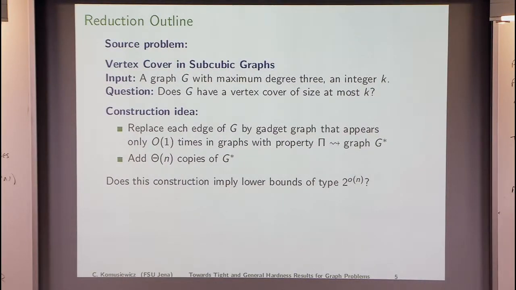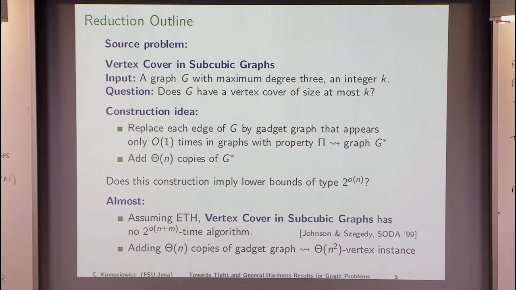So the question is, does it imply these tight lower bounds that we are looking for? And the answer is almost. So the source problem is good. Even if it's in subcubic graphs, then we have this tight running time lower bound. But adding these theta of n copies is too much, because you get theta of n squared vertices in the instance that we produce. And I suspect that at the time in the 80s it didn't make a difference, and it makes the proof a bit more elegant.